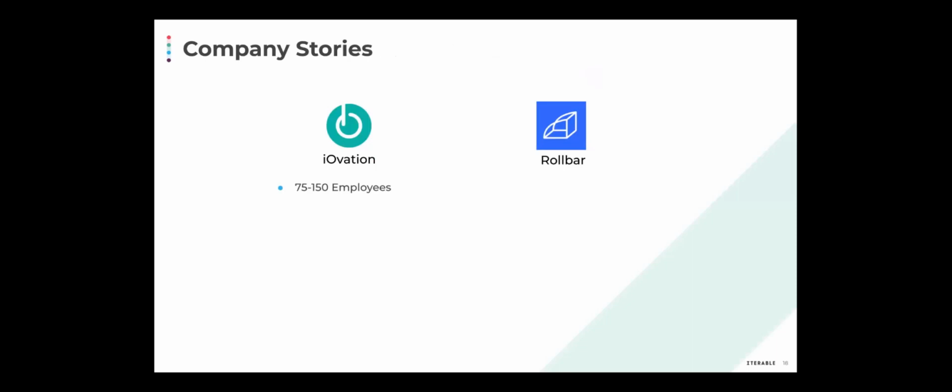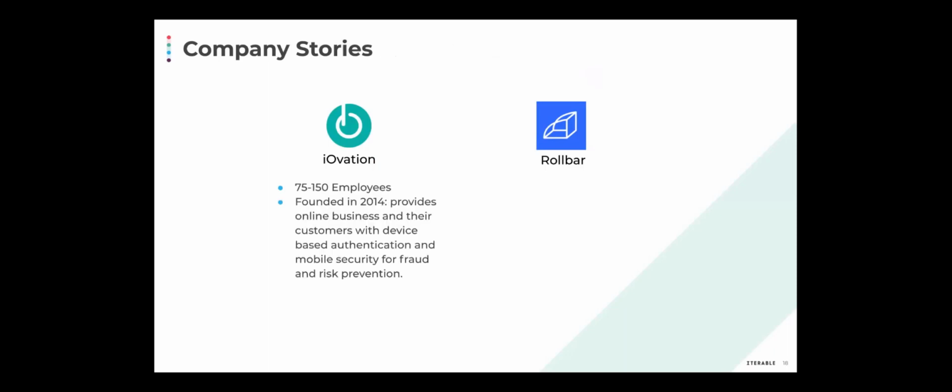iOvation. iOvation is located in Portland. It has about 75 to 150 employees, about 30 engineers, and about 5 QA, which is different. Most companies of this size do not have QA just because they can't afford it. They don't have the resources for it. iOvation, though, is a financial tech company founded in 2014, right? They provide online businesses and customers with device-based authentication used to prevent fraud and risk prevention.